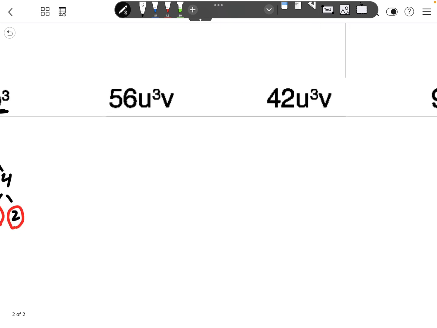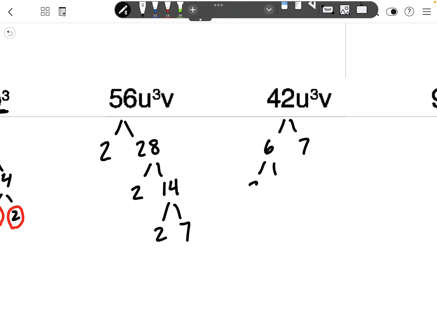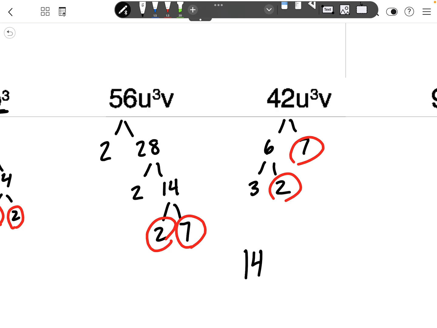Let's do this one here. 56. Start with a 2. 28. Do another 2. 14. Then 42, we can do 6 and 7, 3 and 2. And then we have a 2 out of both and a 7 in both. That's it. So I can take a 14 out of both of them.